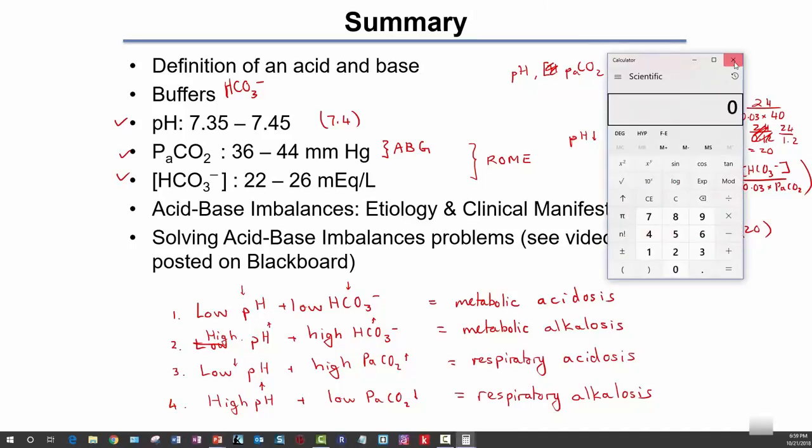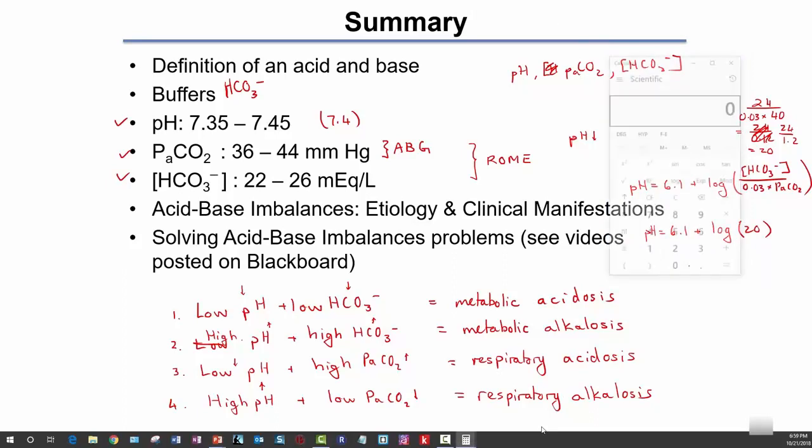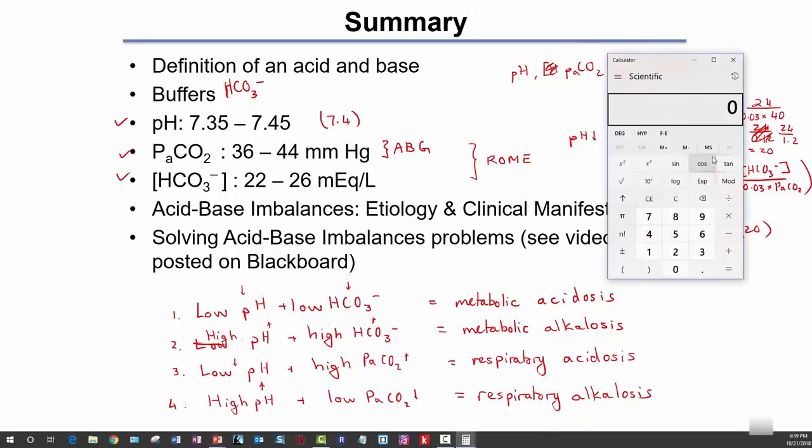But let's close this. Oops. Why do I have two of them? Okay, anyway, log of 20. There we go. Log is 1.3. Didn't I tell you that?